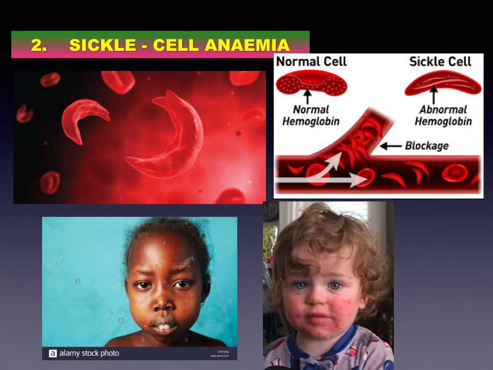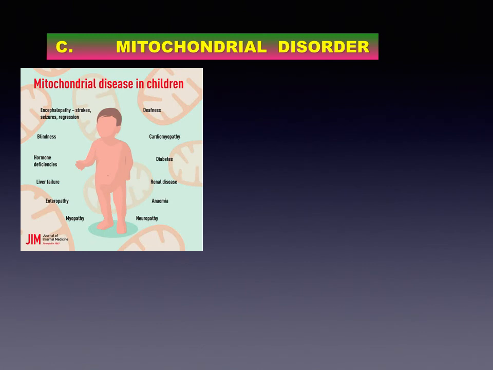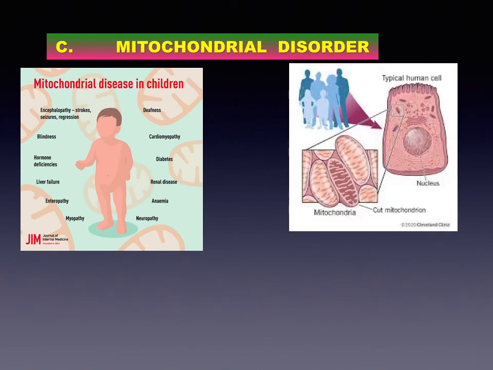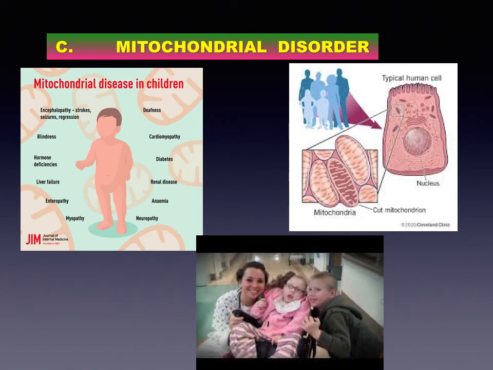Mitochondrial DNA may also become defective due to mutation. During fertilization, mitochondria are contributed by the egg cell, that is the ovum, alone. Hence, mitochondrial disorders are inherited from the mother only. Leber hereditary optic neuropathy is an example of a mitochondrial disorder.